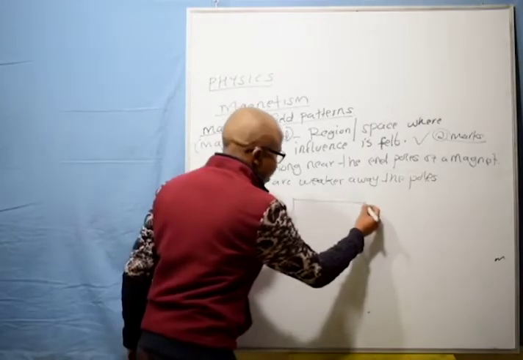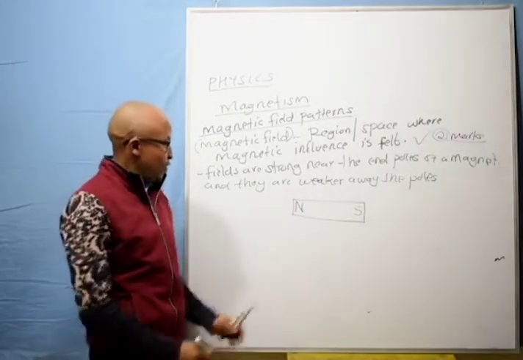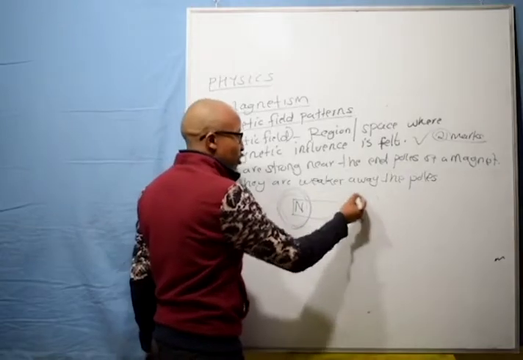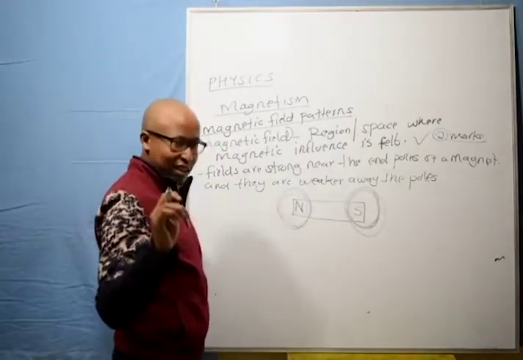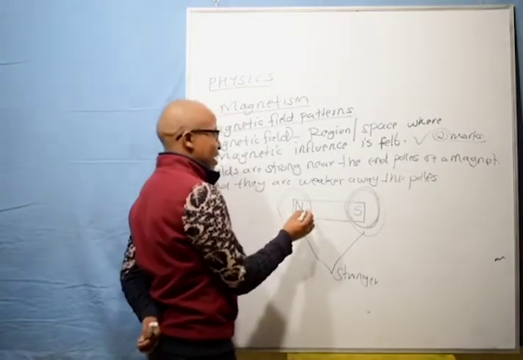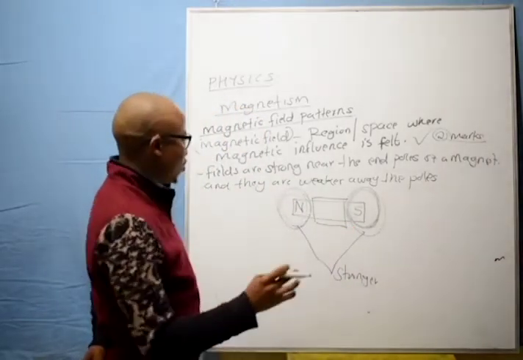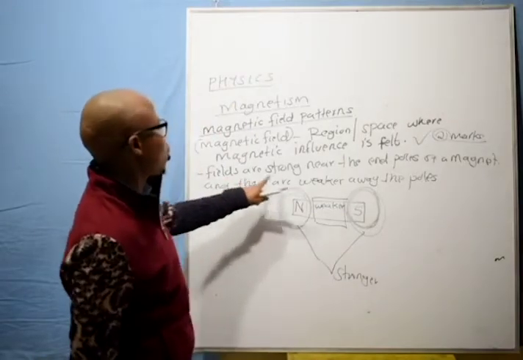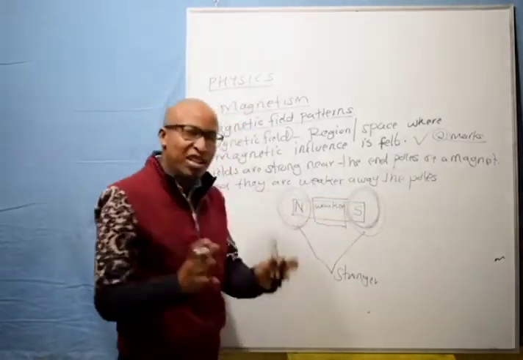For example, we have a bar magnet. Let's say this is our north, this is our south pole. We are going to see that the magnetic field is stronger towards the ends of a magnet, so here they are stronger. But because the middle part is away from the north and south poles, here is where it is weaker. They are strong near the end poles of a magnet and weaker away from the poles. So in the middle, it is very weak.